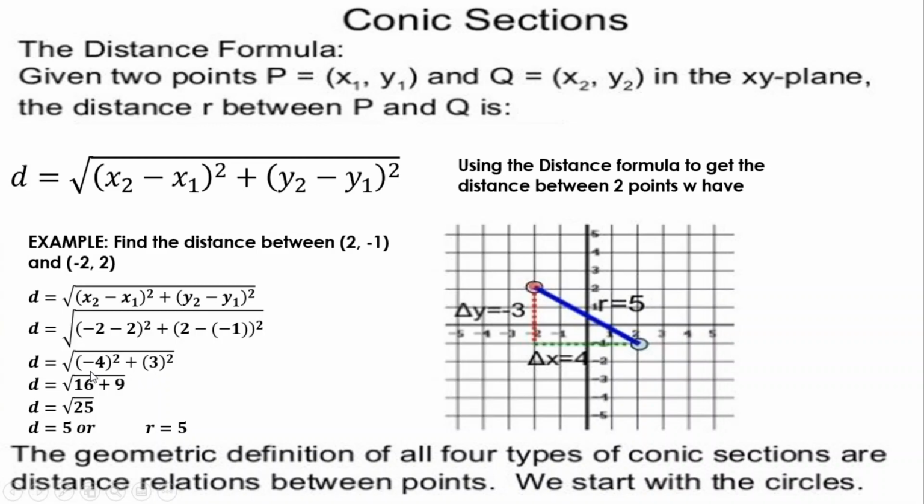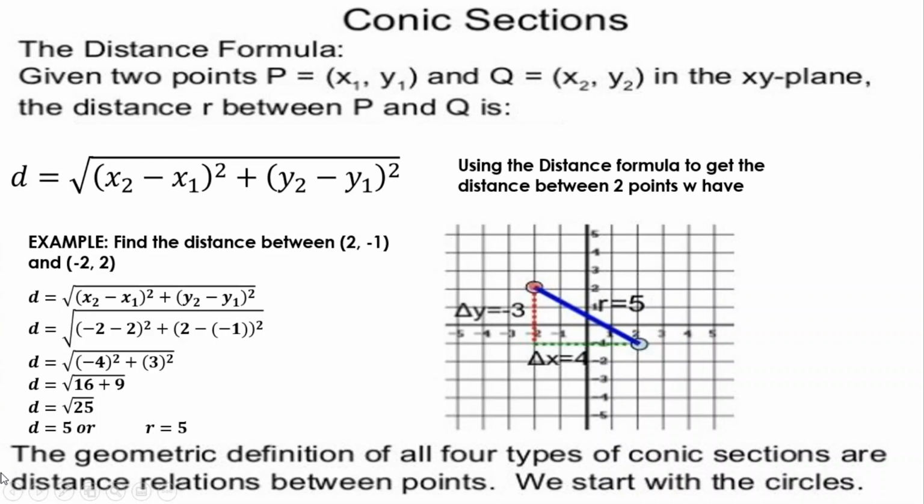The square of 4 is 16. The square of 3 is 9. Then 16 plus 9 is 25. Then the square root of 25 is 5. So, our radius is 5. The radius nato is 5.